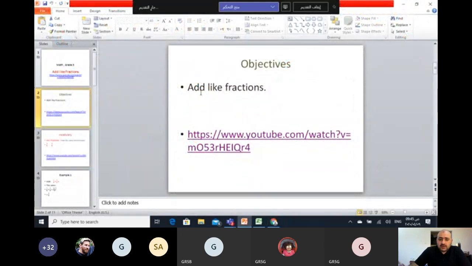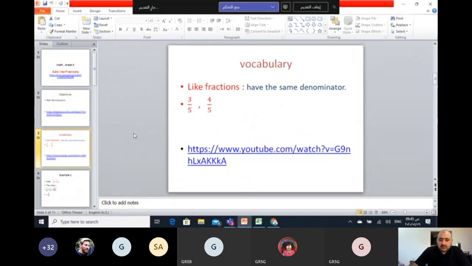So today we want to learn add like fractions. What's the meaning of denominator? This is a fraction. As you see, this is a fraction. 4 up and 5 down. The name of the number up is numerator. The name of the number down is denominator. Okay? So when you say numerator, it means the number up in the fraction. When you say the number down, you have denominator.